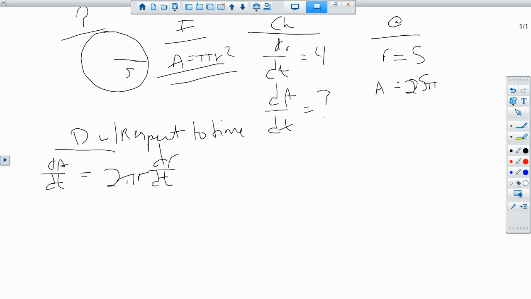Okay, now you have your derivative. Always remember it's implicit because the t does not match a or r. All right, so we know r is 5 and dr dt is 4, correct? So dA dt is 40 pi centimeters squared per second.